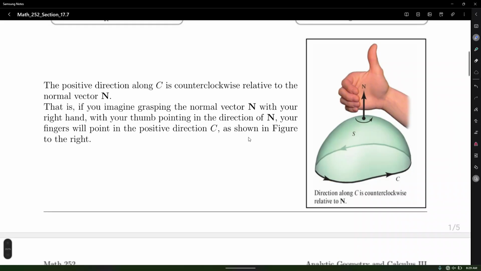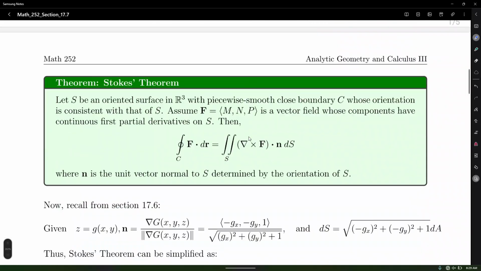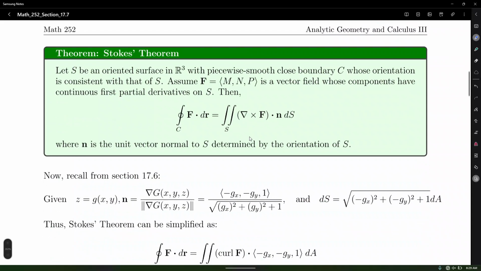All right, how about we have a look at the theorem definition rather. If S is an oriented surface in R3 with a piecewise smooth closed boundary C whose orientation is consistent with that of S, in accordance with the picture I just showed you, the right-hand rule and all that, let's assume F exists, given by M, N, and P. That's the force field, a vector field whose components are continuous, and it's differentiable at all points here.